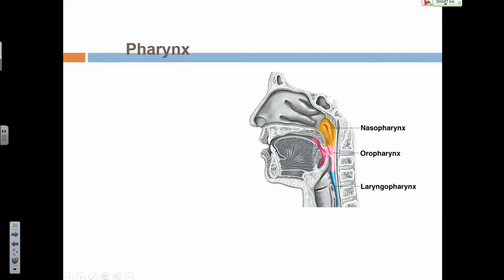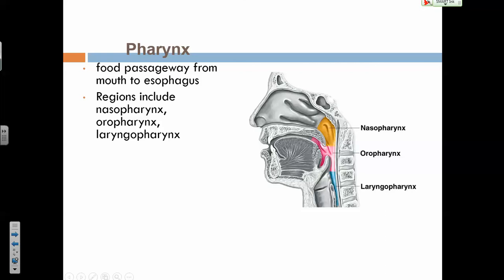Now let's move to the pharynx. We've already learned the three parts of the pharynx in another unit, but there you can see them highlighted in different colors: the nasopharynx, the oropharynx, and the laryngopharynx. Really, as far as your digestive system is concerned, the nasopharynx is irrelevant, isn't it? Because food doesn't go there, right? Because that's above the soft palate. Right. But those are the three regions of it.